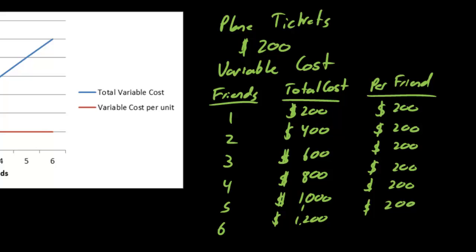So notice, we define this plane ticket as a variable cost because the total cost varies. You can see it right here. The total cost varies directly with the number of people that are coming on the trip. And that's why it's a variable cost. But if we look at the per friend cost or the per unit cost, it's fixed. So this variable cost on a per friend basis is fixed. It's exactly the same. No matter how many people come, per friend, it's $200. But the total cost varies, and we're defining it as a variable cost because the total cost varies. So just like with a fixed cost, we defined it as a fixed cost because the total cost was fixed. We're defining this cost as a variable cost because the total cost varies.